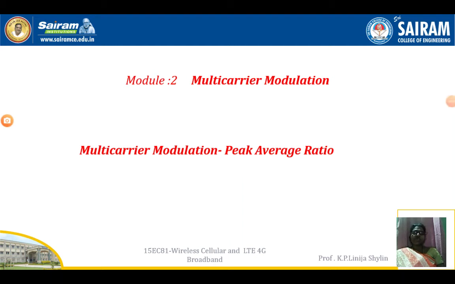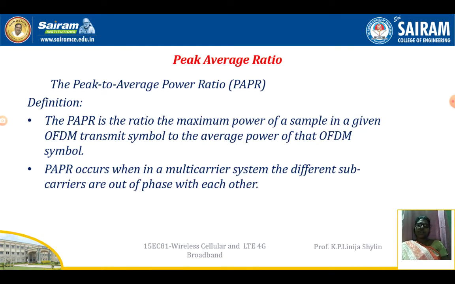So in continuation of module 2, that is multi-carrier modulation, today let us have a discussion of peak to average power ratio, that is PAR. So this is the maximum power of a sample in the OFDM transmit symbol to the average power of that OFDM symbol.